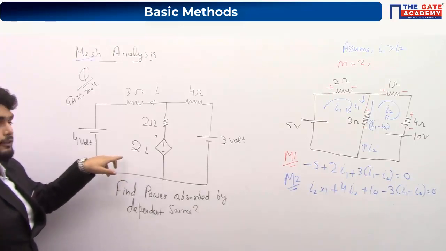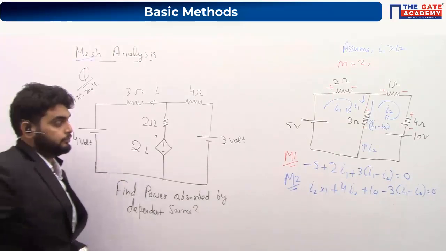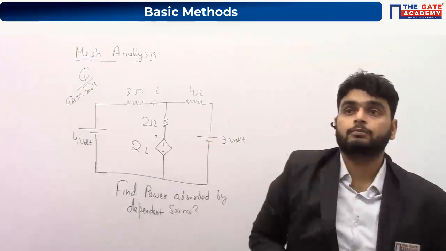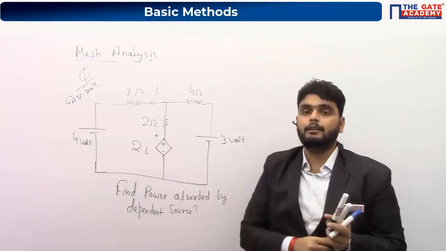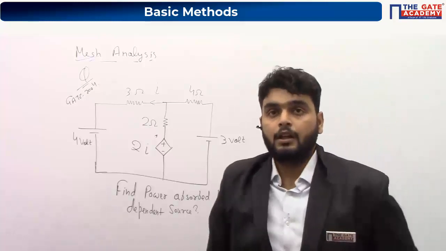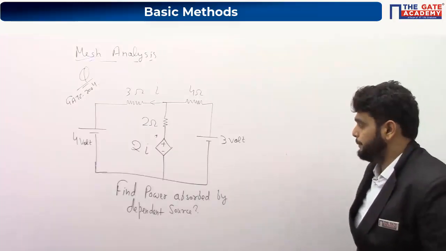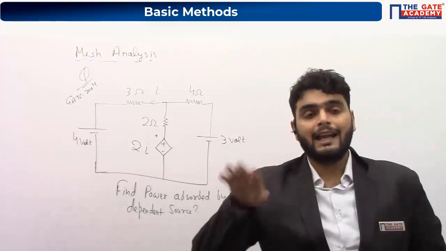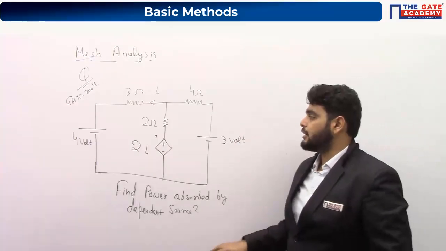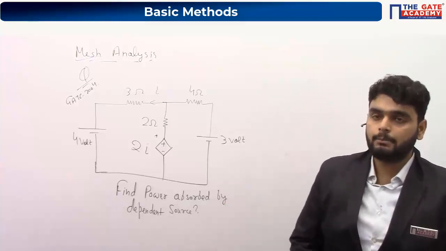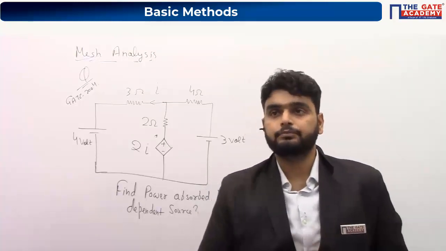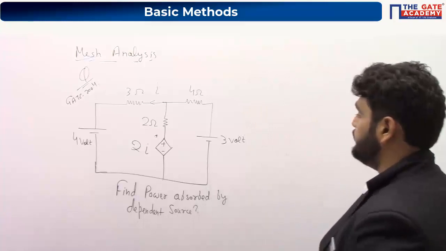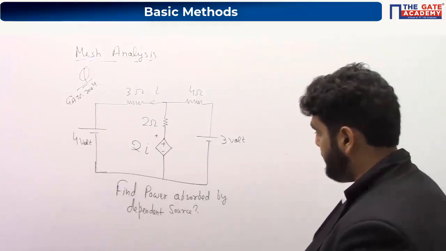So first tell me which dependent source is this? Current dependent voltage source. Correct, Pooja? This is a current dependent voltage source. So try to solve this question quickly, and try to follow each and every step in this question. Don't skip a step if you are practicing for the first time. So let's see how to solve this question.